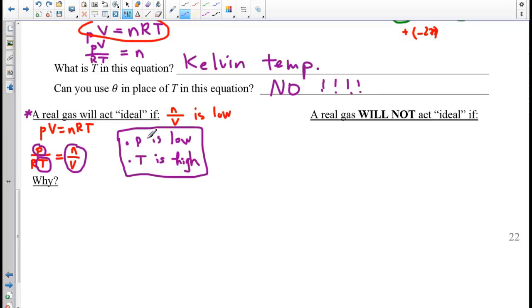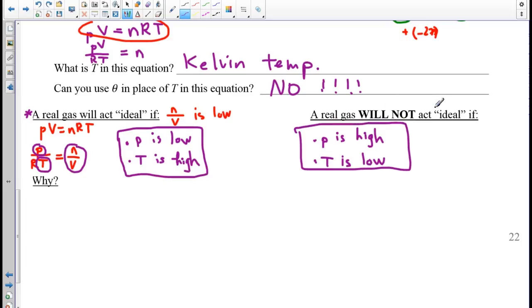Okay, so what if this is not satisfied? Well, if pressure is high, that means those molecules are really close together. They occupy a pretty significant volume. There's not a lot of space between them. And if temperature is low, causing them to move from a gas, maybe act more like a liquid. Under these circumstances, a real gas doesn't act very ideal.